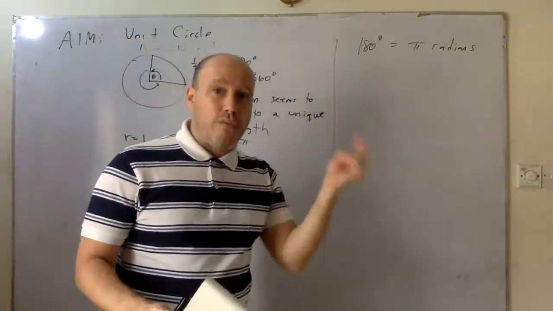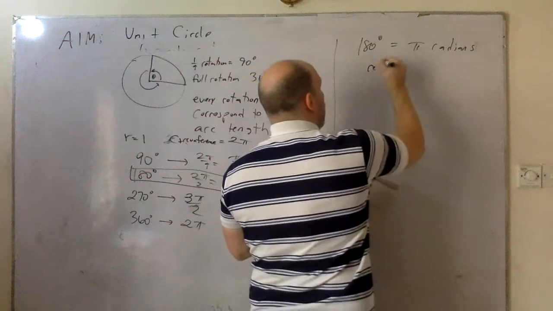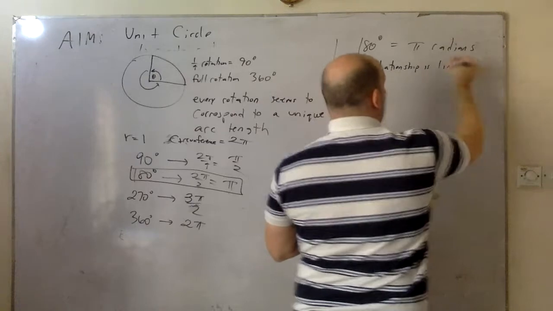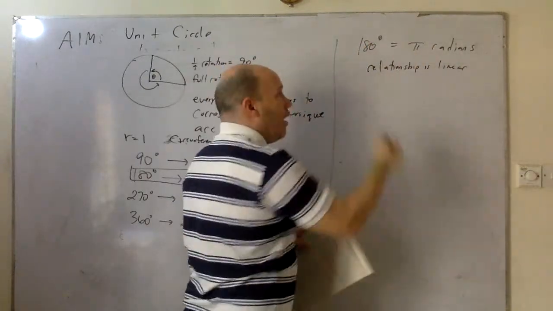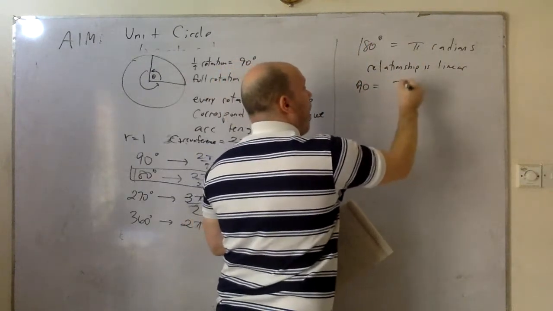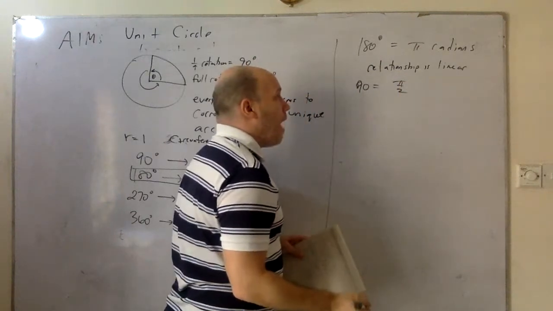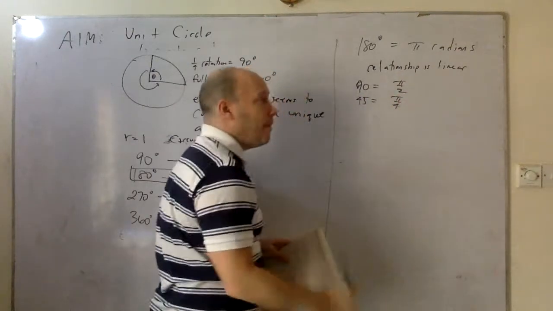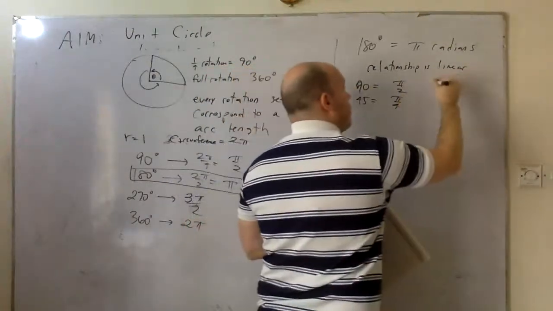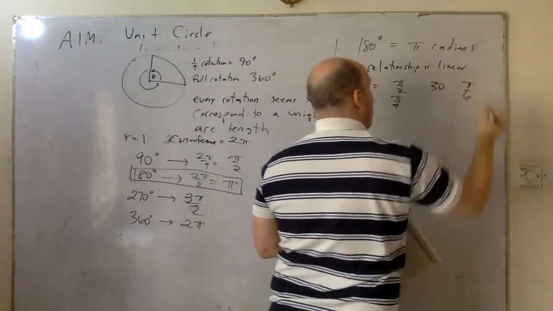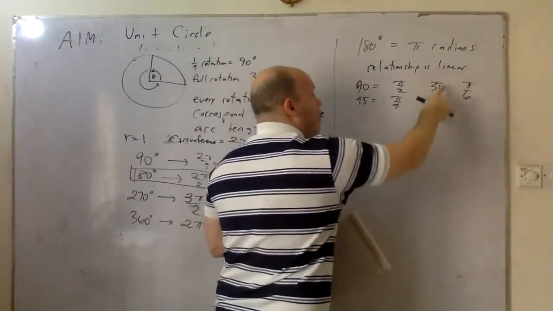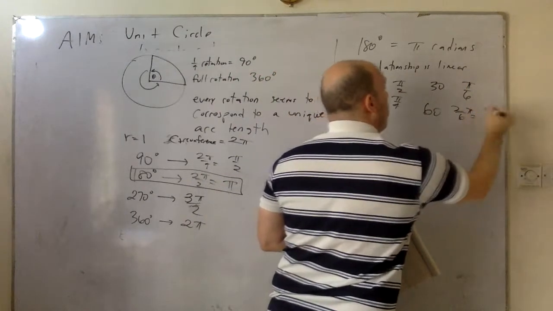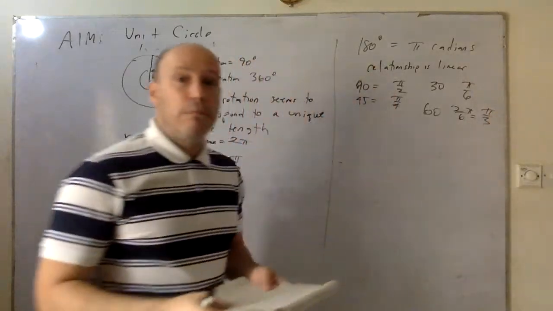Now, the relationship between degrees and radians is linear. So if 180 is pi, that means 90 is pi over 2. And if 90 is pi over 2, that means 45 is pi over 4. And if 90 is pi over 2, that means 30 is pi over 6. And if 30 is pi over 6, that means 60 is 2 pi over 6, or pi over 3.